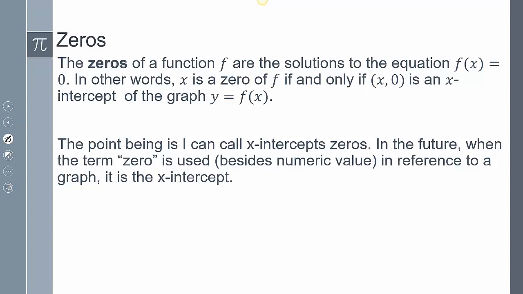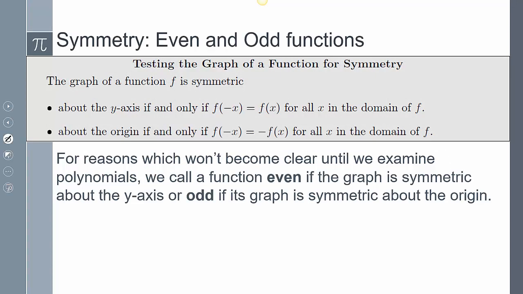In other words, x0 is a zero of f if and only if the point x0 is an x-intercept of the graph. So x-intercepts are zeros of a function. They are synonymous with each other. So just know that if you ever see this phrase, find the zeros of a function, it's asking for the x-intercepts. Now, to determine if a function is even or odd, we're going to look at symmetry.